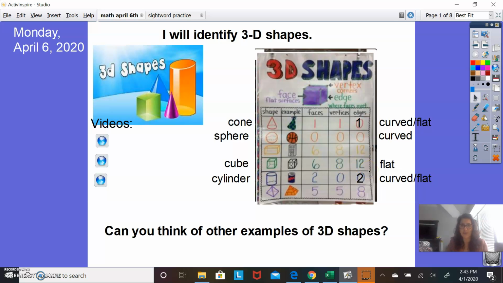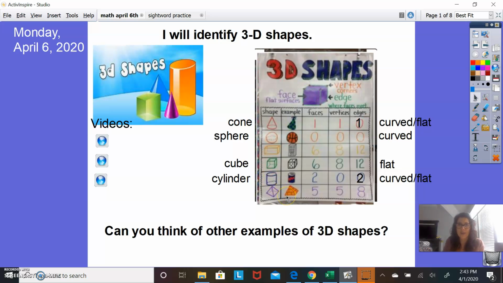And then we also talked about the cylinder. And that was a correction that I made earlier. There's 2 faces, up here and the bottom, 0 vertices, 0 corners or points, but there are 2 edges. This is an edge that connects to the rest of the shape, and this bottom edge is what connects to the rest of the shape there.